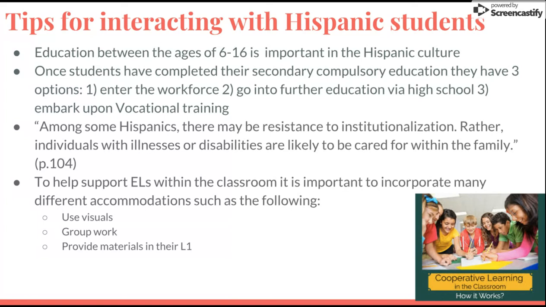Once students have finished their middle school years, they are also given 3 choices of what steps they would like to take. The first step is to enter the workforce. The second step is to go into further education via high school, or the third step is to embark on vocational training.